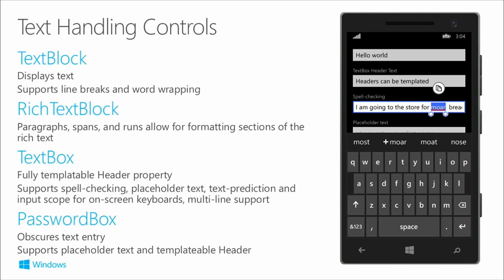Rich text block has paragraphs and spans, and you can have richly formatted text. Obviously, the text box for text input has spell checking, placeholder text, text prediction, and input scope, which we're going to talk about in just a second. And then the password box, which obviously obscures your text entry, but not enough when you're doing demos because everybody can see the character for a second. But anyway, that's a problem for us.